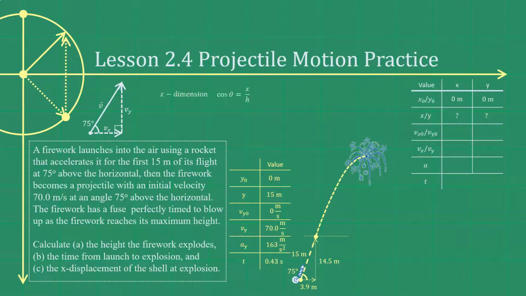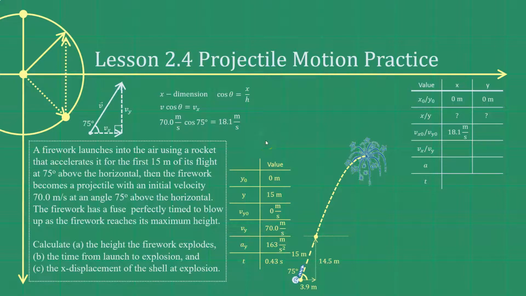Well, I sure am. In the x dimension, again, I'm going to use the cosine because once again, I have that bottom angle and the x dimension side is adjacent to that bottom angle. So I'm going to plug in the values from my triangle, and I'm going to actually solve by multiplying 70, which is my initial velocity at an angle, times the cosine of 75 degrees. That gives me 18.1 meters per second. I'm going to go ahead and log that in my table as my initial x velocity.